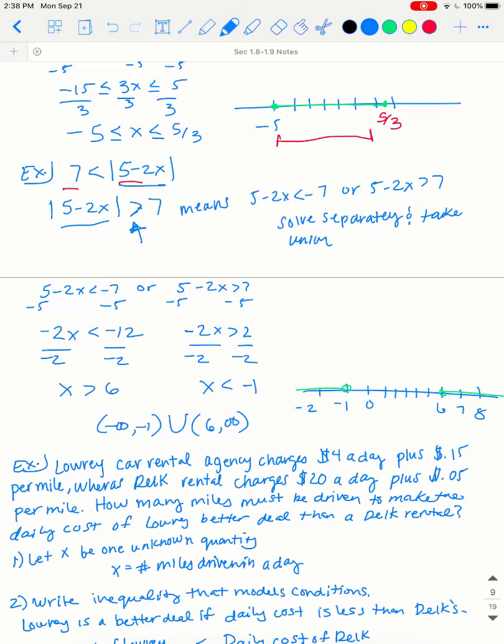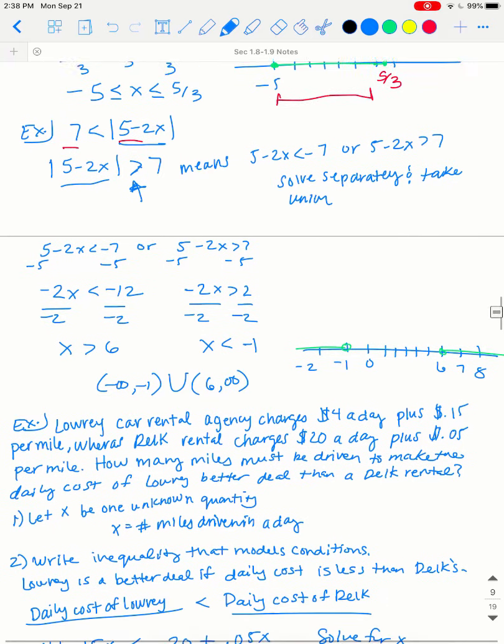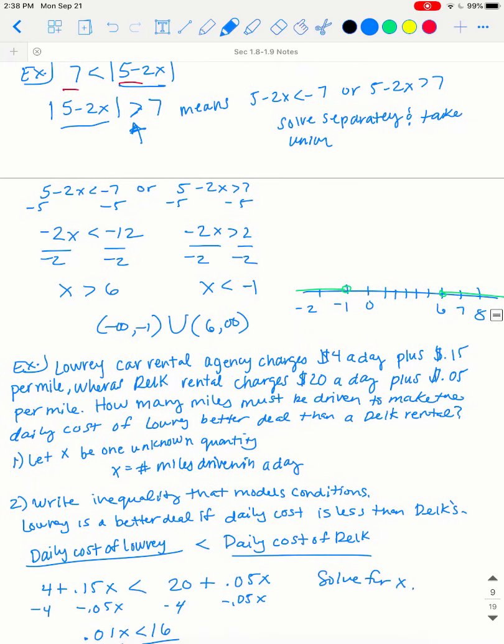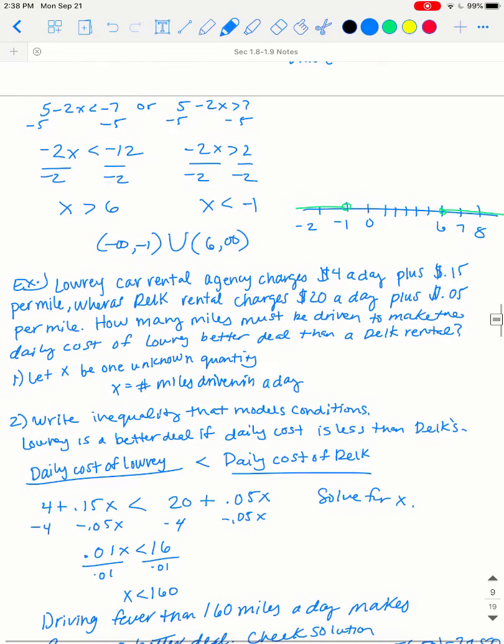Using my rules, I'm going to use 5 minus 2x is less than negative 7, or 5 minus 2x is greater than 7. I'm going to solve these separately and then take the union. I'll do the left-hand side first: subtract 5, and I get negative 2x is less than negative 12. Divide by negative 2, flip the sign because of division by a negative, and I get x is greater than 6. The same thing on the right side gives x is less than negative 1.